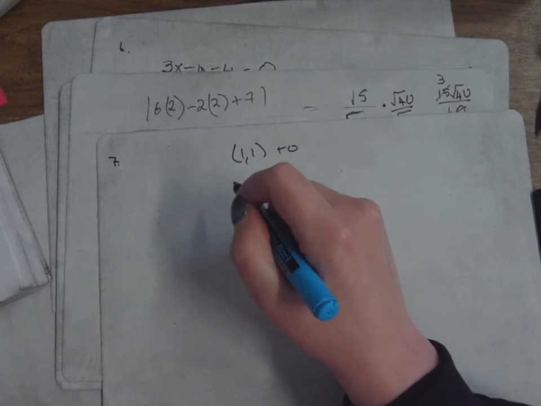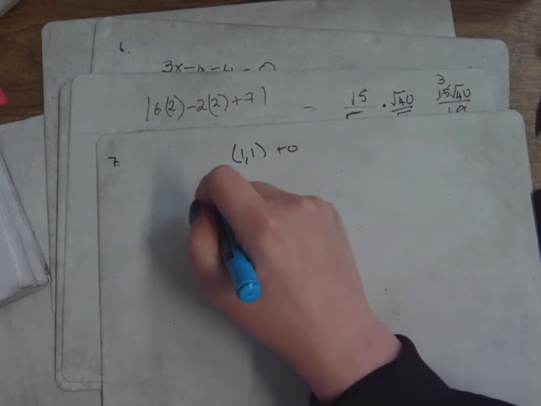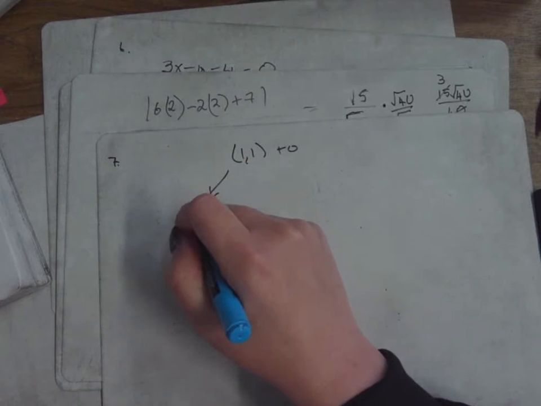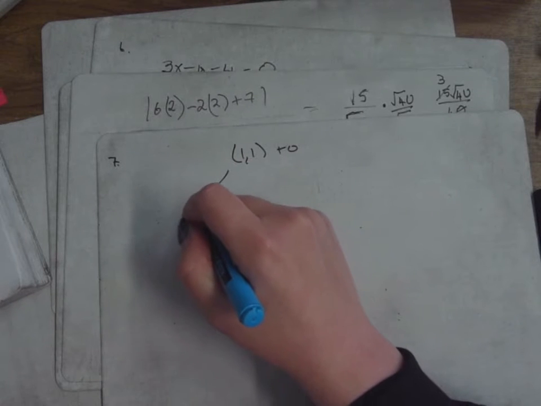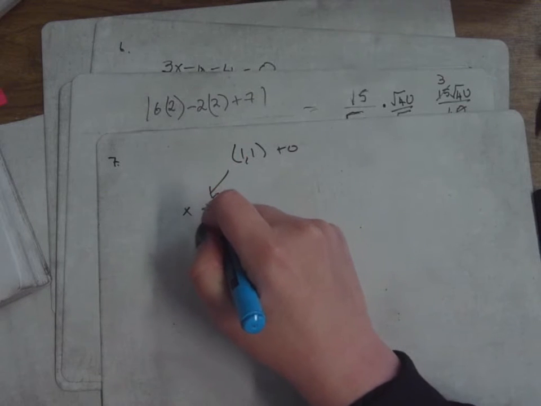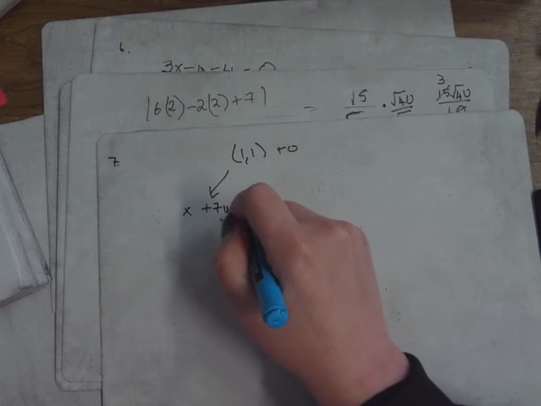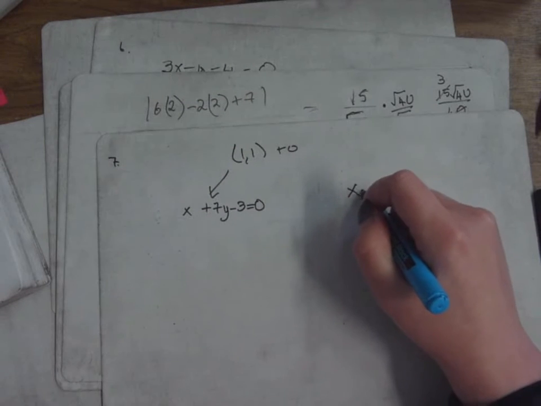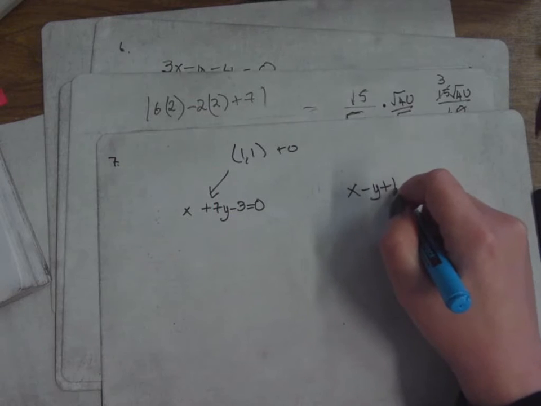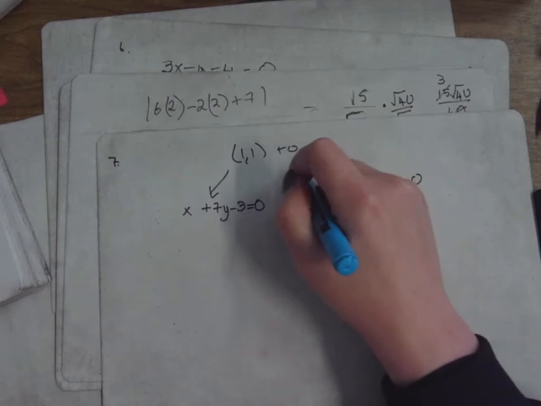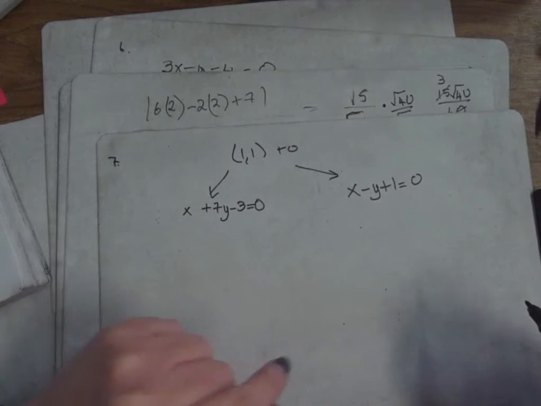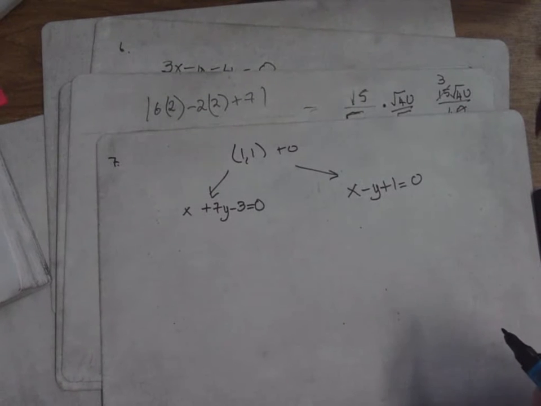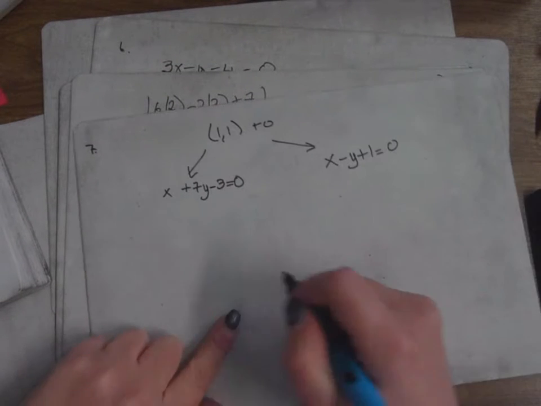Okay, so you want to know, is it the same distance from this line, x plus 7y minus 3 equals 0, and x minus y plus 1 equals 0. So you want to get the perpendicular distance from the point to both lines. Okay, and the question is, is it the same?